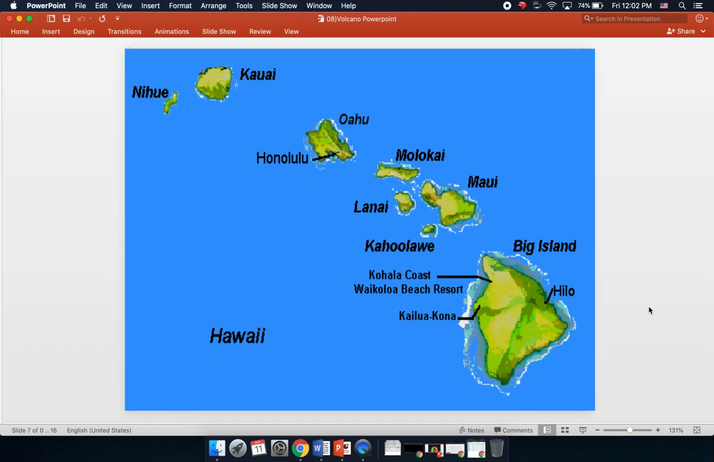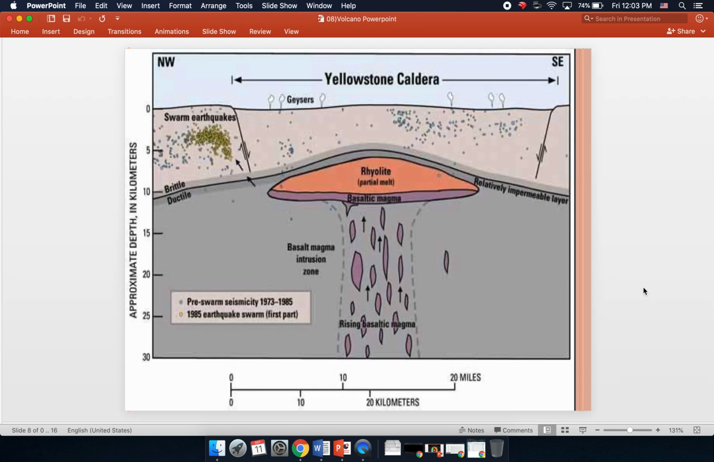And here we have the picture of Hawaii, because Hawaii is a volcanic island chain formed from a hot spot. Here we have a picture of a caldera. This is another kind of volcano that can be caused by a hot spot like this. The Yellowstone caldera is the best known in North America.